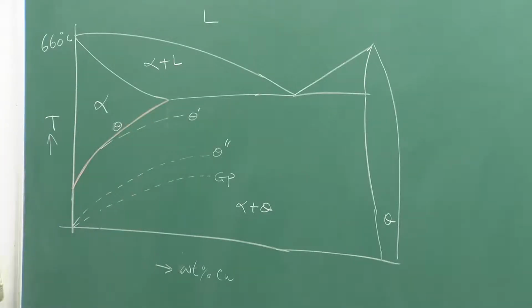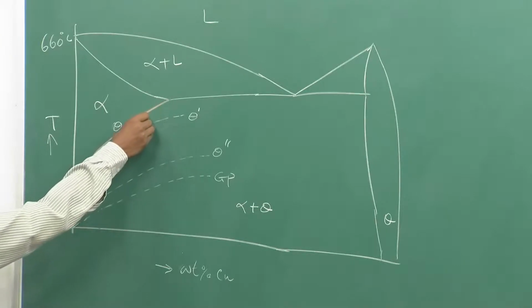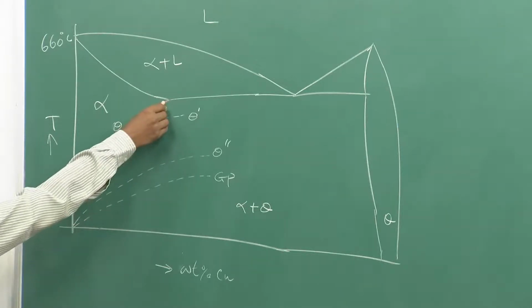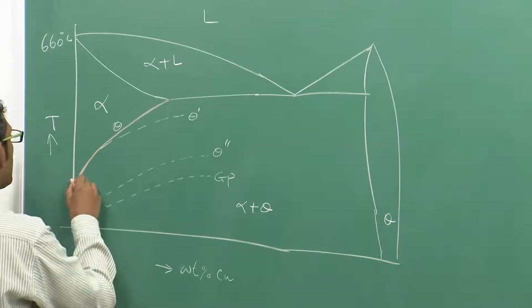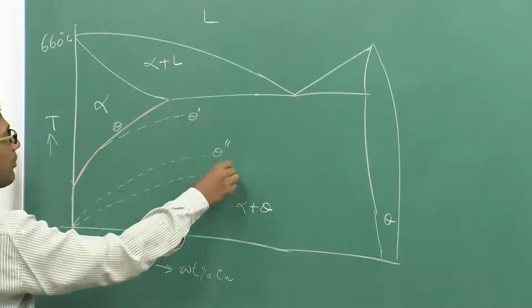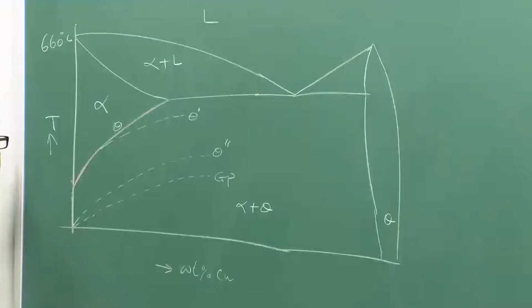Why is it called the solvus? Because it shows you the solid solubility of copper as a function of temperature in the alpha phase. You see here it is decreasing continuously. Because these phases theta prime, theta double prime, GP zones, they are actually metastable, we show them by dotted lines in the phase diagram. And these are the solvuses for that.